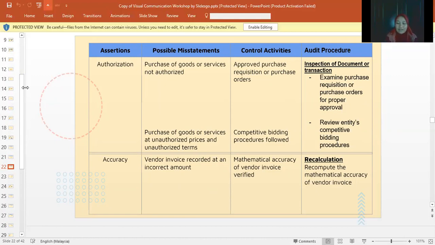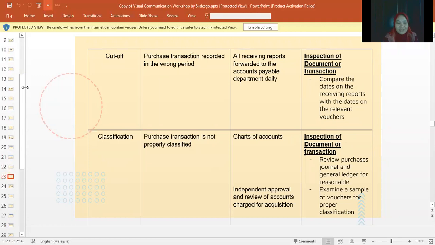Next is accuracy. Vendor invoice recorded at an incorrect amount. So the control activity is that the mathematical accuracy of the vendor invoice is verified, and the audit procedure is recalculation, in which management will recompute the mathematical accuracy of the vendor invoice.